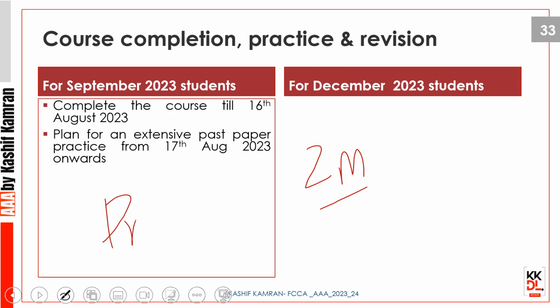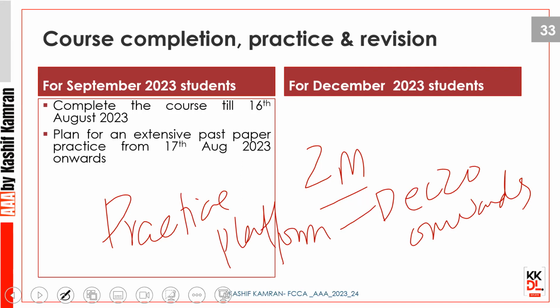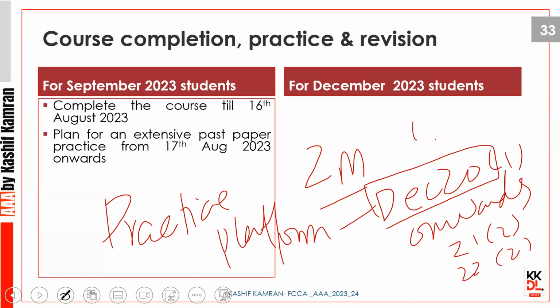I hope you know the practice platform, right? And on the practice platform, they've given you the recent papers from December 20 onwards. So start doing additional practice from December 20 onwards. And I think there are recent 5 papers, recent 6 papers. 1 paper for 20, 2 papers for 21, 2 papers for 22. So this is a total of 5 recent papers they have up to December 22.